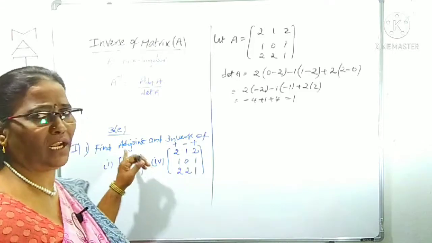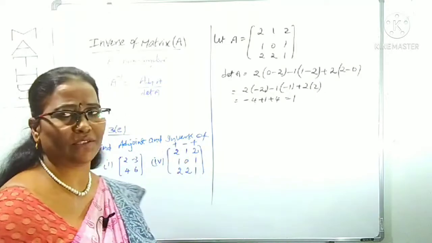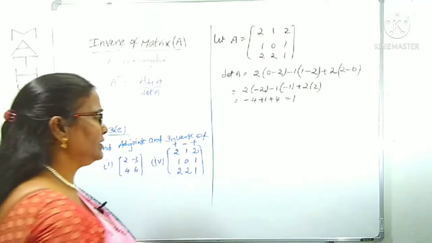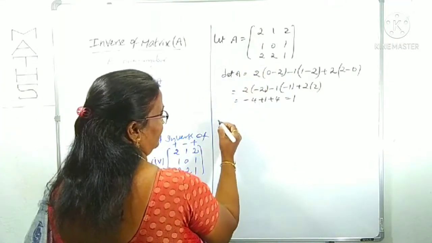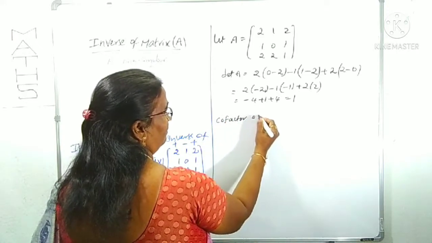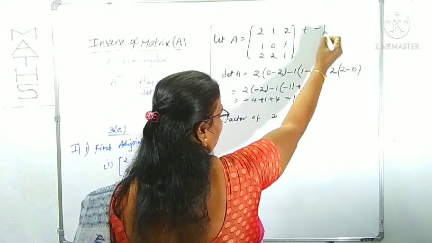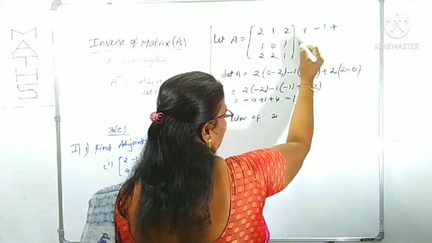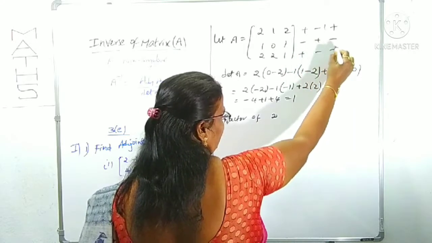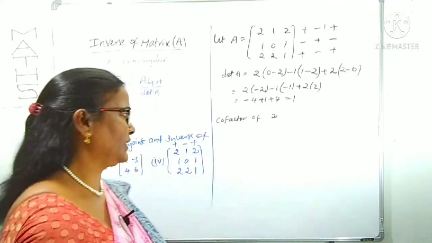Now he is asking for the adjoint of A also. For the adjoint alone there is no need to find det A, but I want the A inverse also. That's why I did det A first. Now, for the adjoint, what do you have to take? Yes, the cofactors of each and every element. Carefully take the cofactor of the first element. You multiply the minors with plus, minus, plus in the first row, minus, plus, minus in the second row, and plus, minus, plus in the third row. This is one of the smart techniques for finding cofactors without confusion.